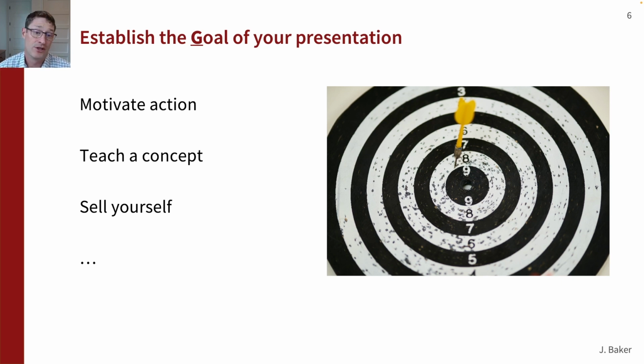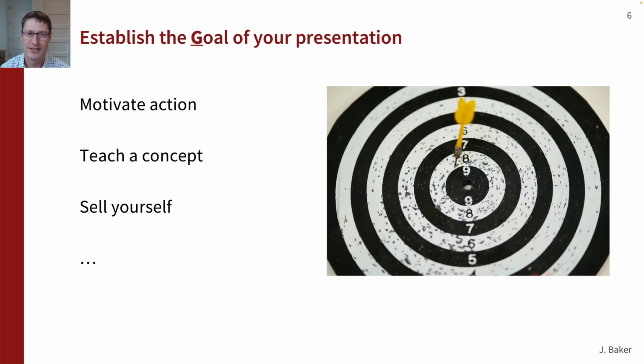Another goal could be to sell yourself, right? If you're going into a job interview where you're giving a technical presentation as part of the interview, the goal is that they hire you, they give you the job offer afterwards. And so then you can think about, well, what do I need to do? Coming to the next steps, what do I need to do to sell myself? So all of those are potential goals. It's going to vary from situation to situation, but it's good to have in mind what you're hoping to get out of that time at this stage.